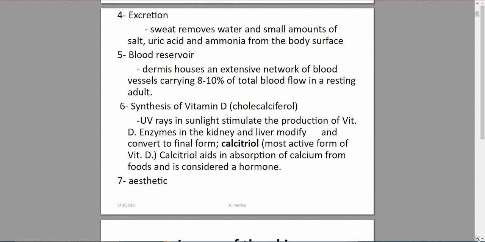Blood reservoir. So it also acts as a reservoir of blood. The dermis houses an extensive network of blood vessels, holding about 8 to 10% of total blood flow in resting adults. Then the sixth purpose is the synthesis of vitamin D, or what we call cholecalciferol.